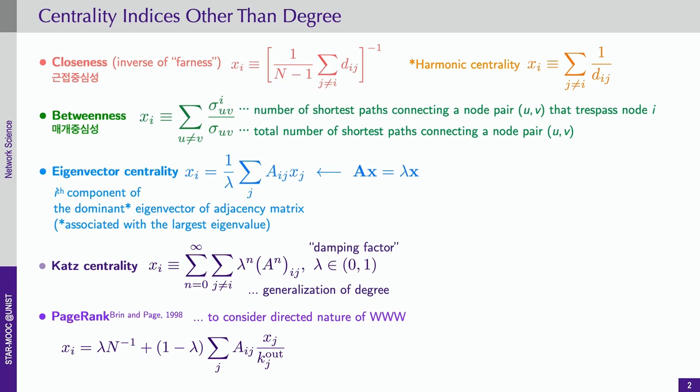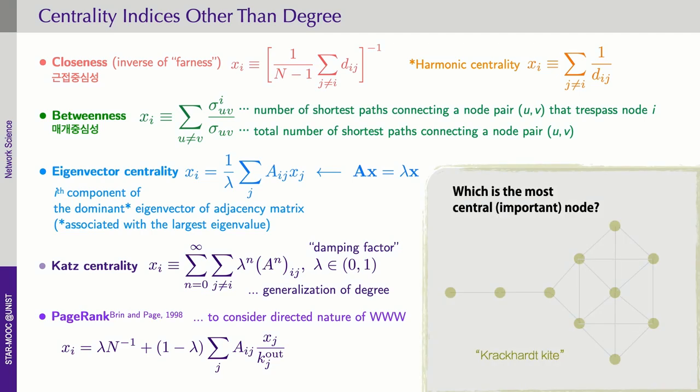The underlying assumption is that more important websites are likely to receive more links from other websites. Except for this lambda factor, lambda and 1 minus lambda as a prefactor, it resembles eigenvector centrality. The only modification compared to eigenvector centrality here is the denominator k_j, which is the out-degree of the neighboring nodes. Okay, so we will come back to this technical point sometime later when we study the diffusion phenomena on networks.